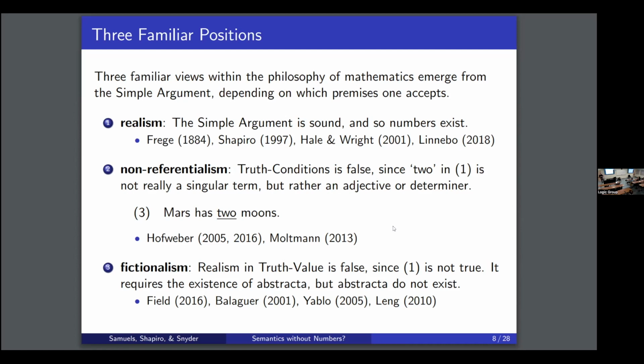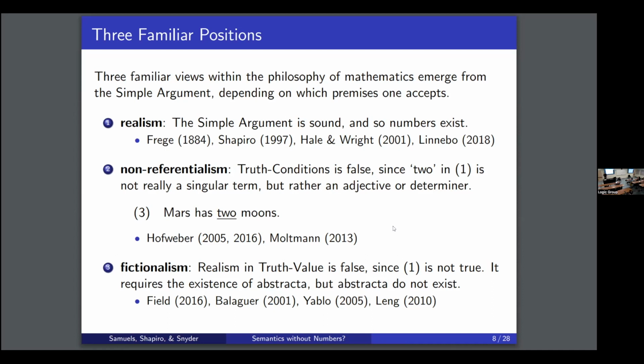The second view is what we call non-referentialism. So that's the view that the truth conditions that we gave for the original sentence are incorrect. Why? Because they presuppose that two in the original sentence is a singular term. But that's wrong, according to this view. Actually, two in that sentence is the same kind of expression that we have in sentence 3, Mars has 2 moons.